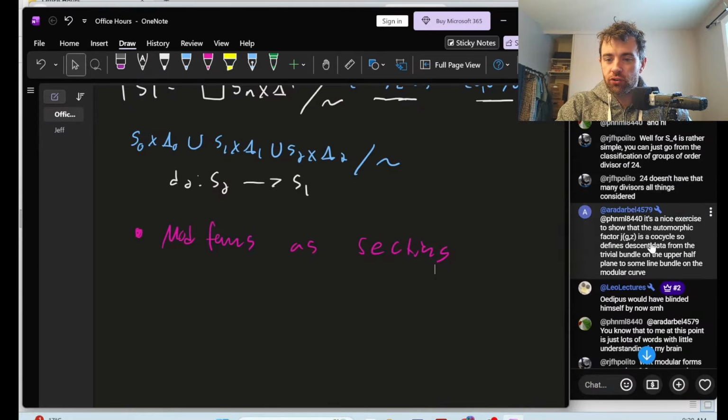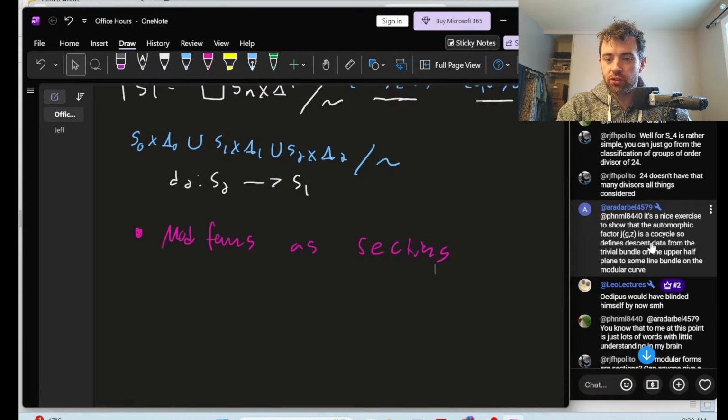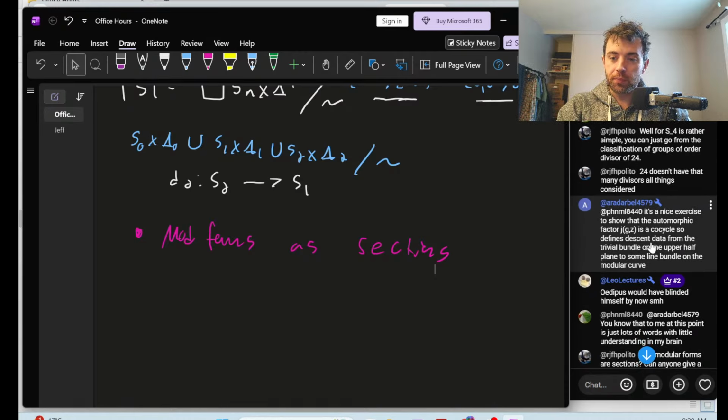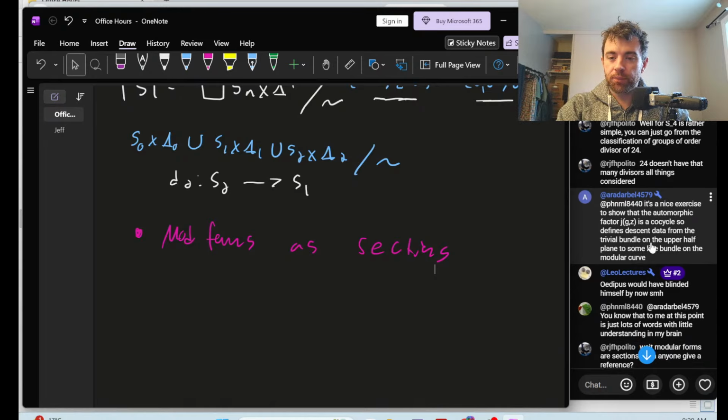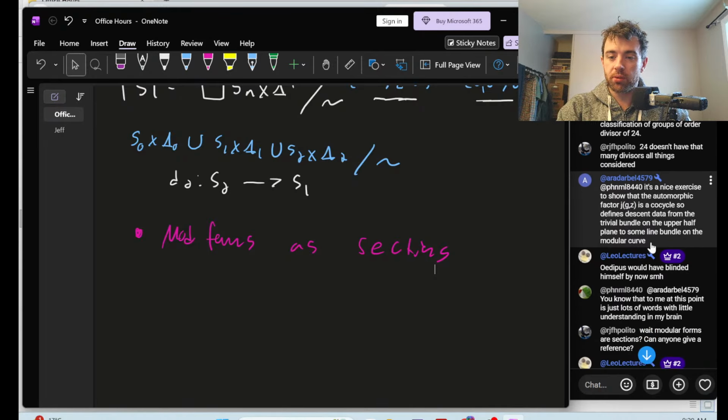Nice exercise to show that the automorphic factor is a cocycle. So it defines descent data from the trivial bundle on the upper half plane to some line bundle on the modular curve. Interesting. Let me make a sub note there.